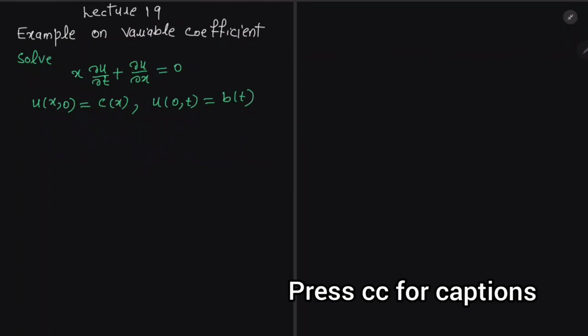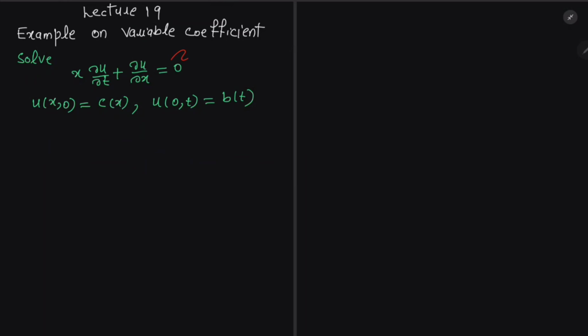In the previous video, we saw how the variable coefficients are treated. In this video, I give you an example where the coefficients are variable. Here you can see an example of an advection equation which has a variable coefficient, and there is an initial condition and a boundary condition.